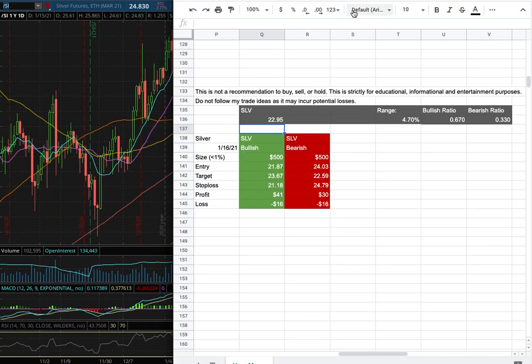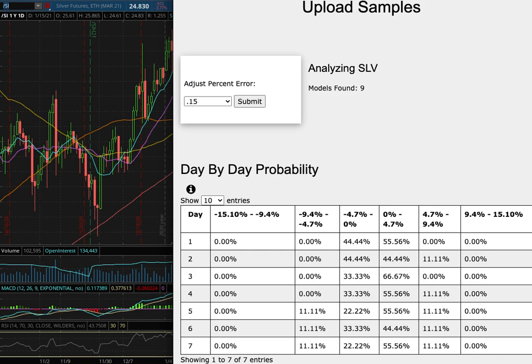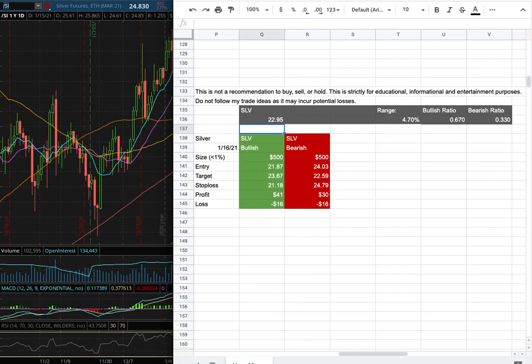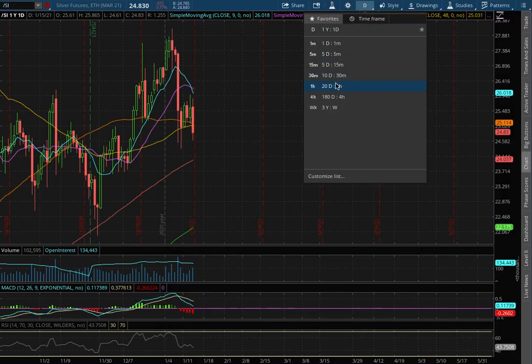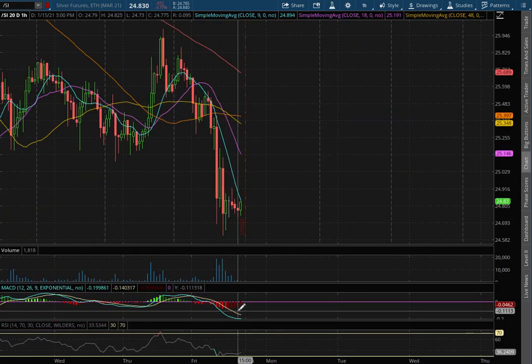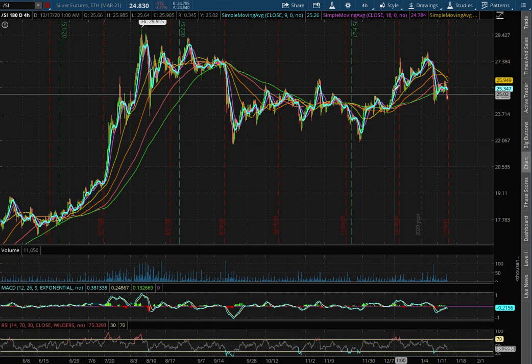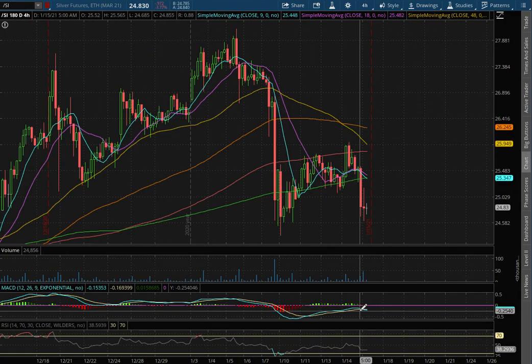In this video we'll be going over my trade idea of the week and the day-by-day probability model. So let's start off with the technical analysis on the 1 hour chart. We have dipped into negative MACD and we're nearing oversold levels with the RSI. As we extend out to the 4 hour chart, we remain in negative MACD.